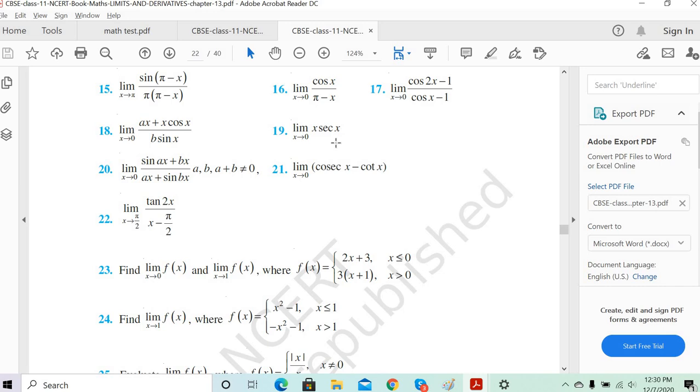Okay, sir. So we have to take it as 1 by sin x. The moment it comes to not defined, then we have to multiply. Yes. So it will become 1 by sin x minus cos x by sin x, isn't it? Yes, sir.